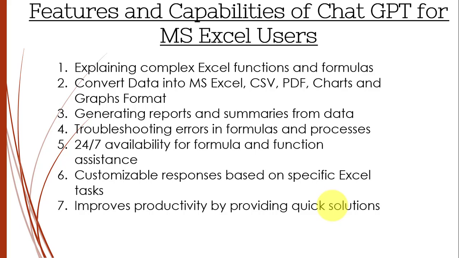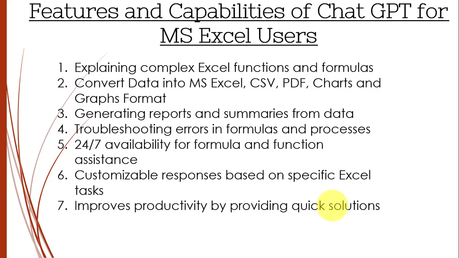The 5th advantage is 24 hours and 7-day availability for formulas and function assistance. It means that Chat GPT can work 24 hours and 7 days, right? If you have an internet connection, you are able to access it 24 hours and 7 days to ask for any kind of help or assistance related to Microsoft Excel or any other kind of problem, and you can ask Chat GPT and it will give the solutions to you, right?